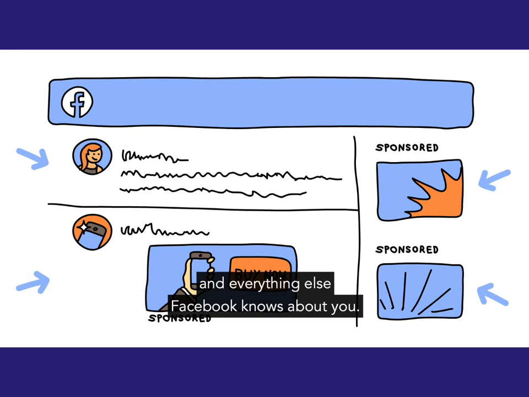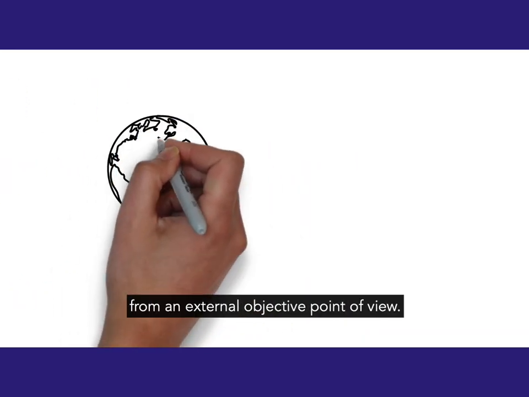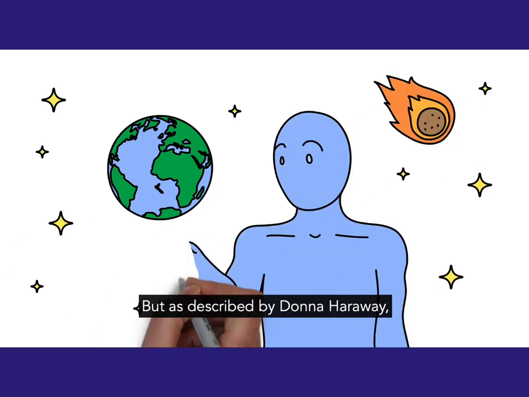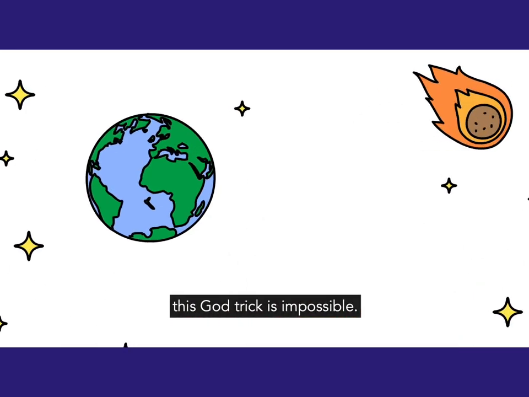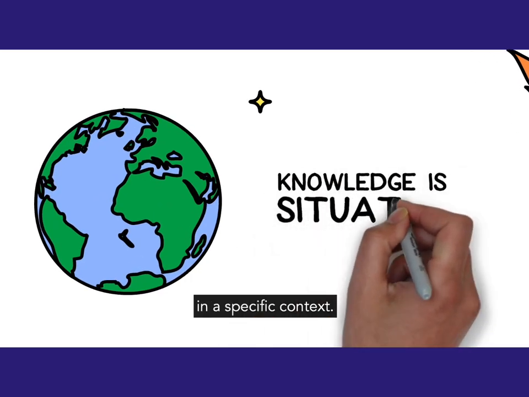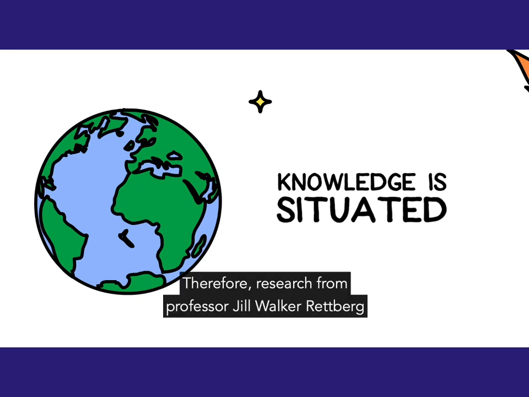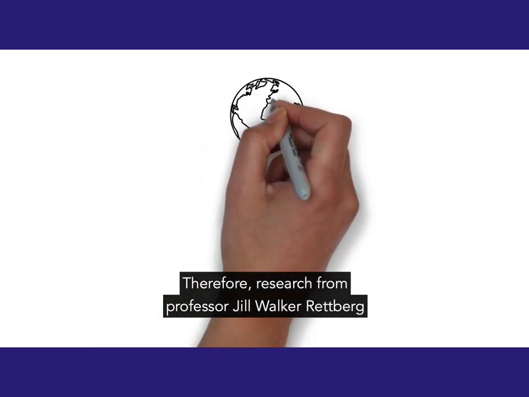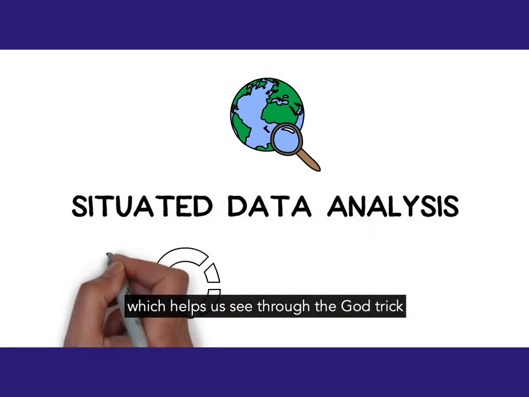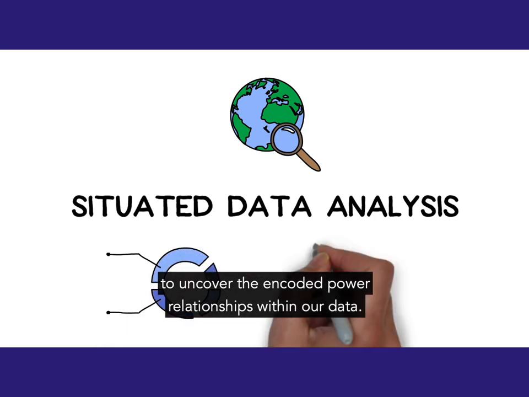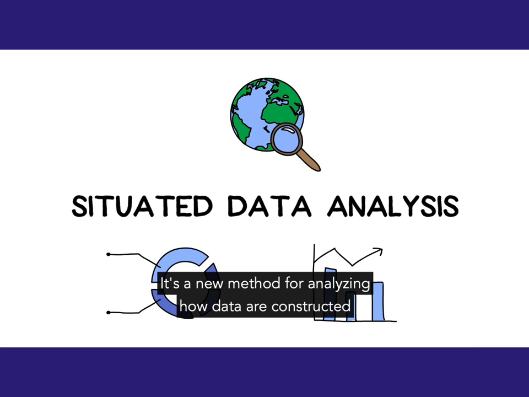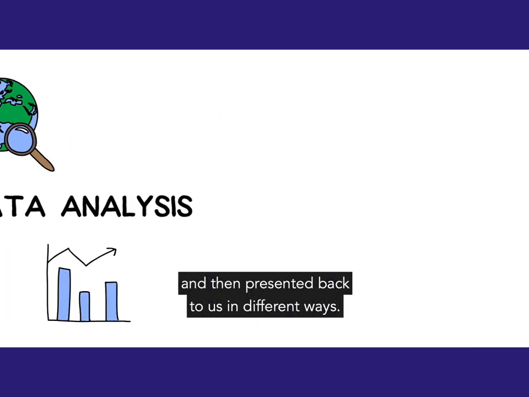Big data often claims to show us everything from an external, objective point of view. But as described by Donna Haraway, this God trick is impossible. Knowledge is only ever partial and is always situated in a specific context. Therefore, research from Professor Jill Walker-Rettberg uses situated data analysis, which helps us see through the God trick to uncover the encoded power relationships within our data. It's a new method for analyzing how data are constructed and then presented back to us in different ways.